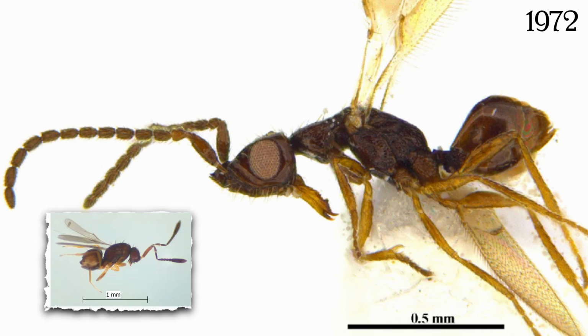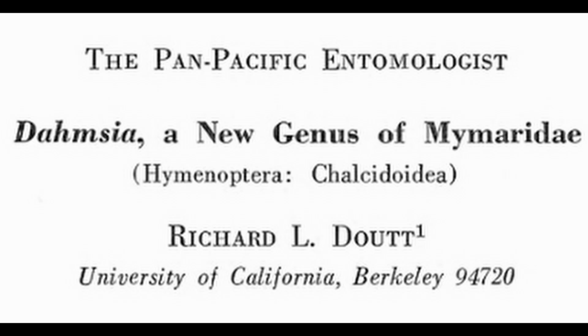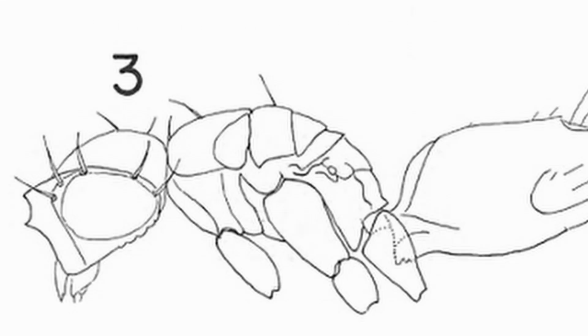This wasp, it turns out, belongs to the same subfamily as and is the closest known relative of Anagroidea. 3 years later, citing the Eubroncus paper, entomologist Richard Doutt, who was at the time the acting dean of the College of Agricultural Sciences at the University of California, Berkeley, described another wasp in the subfamily, Dahmsia, named after E.C. Dahms, who was at the time the curator of entomology at the Queensland Museum.